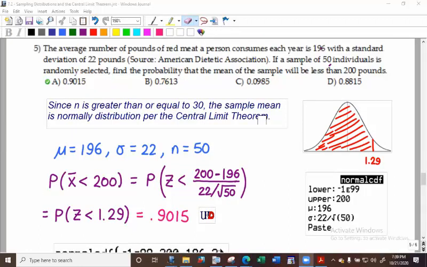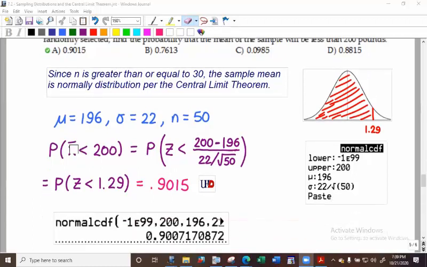Let's see. All right, less than 200. Okay, less than, that's pretty straightforward. So here it is, X bar less than 200. Here's all the pertinent information. So 200 minus 196 over 22 divided by root 50. If you're doing it this way, you get the z of 1.29. And remember, when it's less than, you just look it up as is. You don't have to flip the sign because the chart's already based on less than.